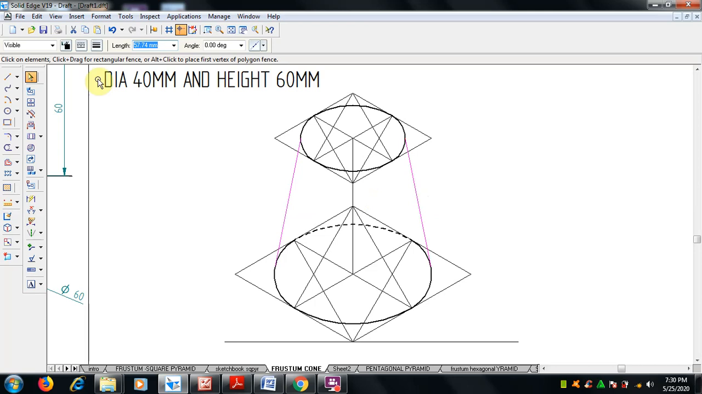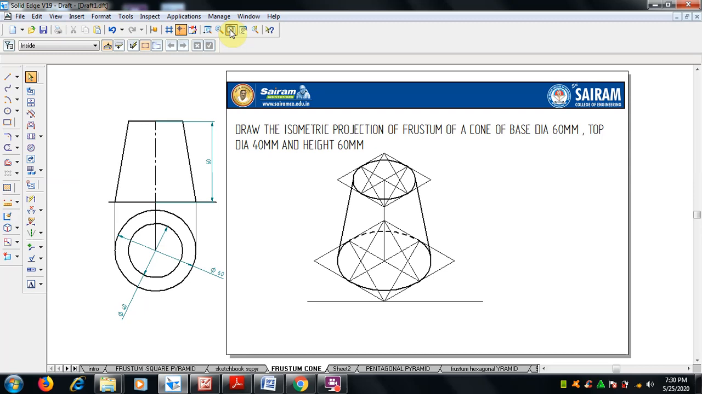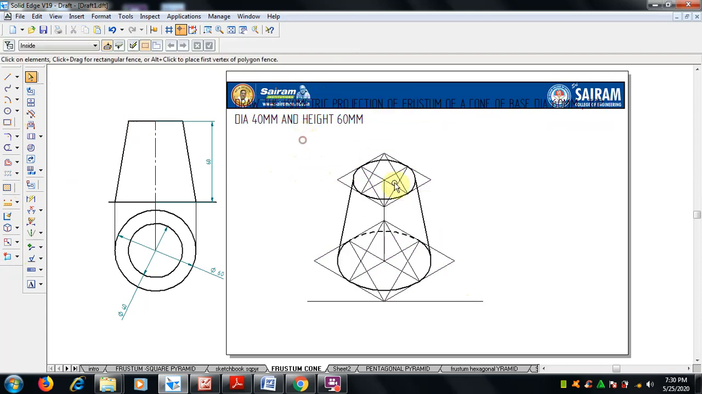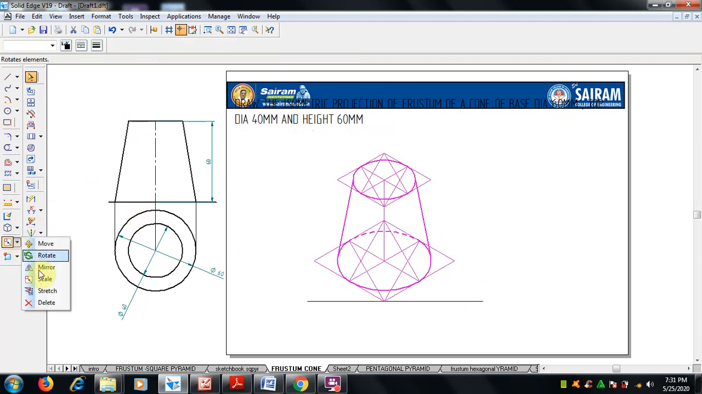We have to go for isometric projection. So what is visible and what is invisible, you can have a hidden line, or you can trim it off, which is not necessary. After completion of this, select this, select fully, and you have to go for scale factor again.